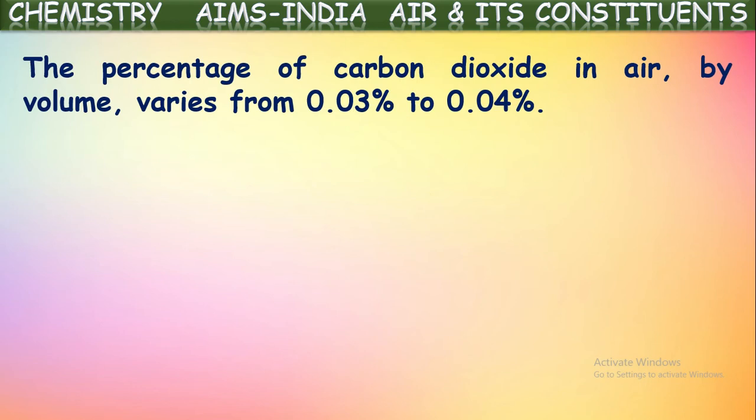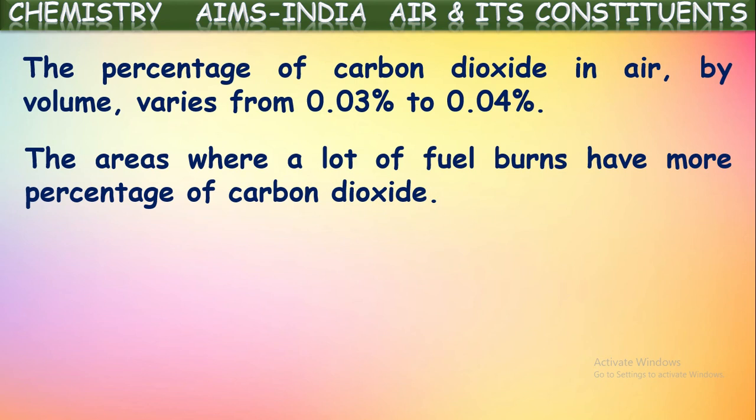The percentage of carbon dioxide in air by volume varies from 0.03% to 0.04%. Yes, actually the percentage of carbon dioxide by volume in the atmosphere is 0.03%, but in some areas it may vary up to 0.04%.